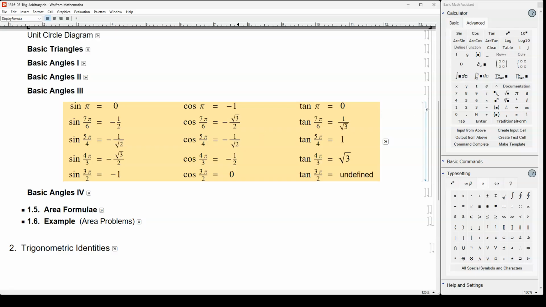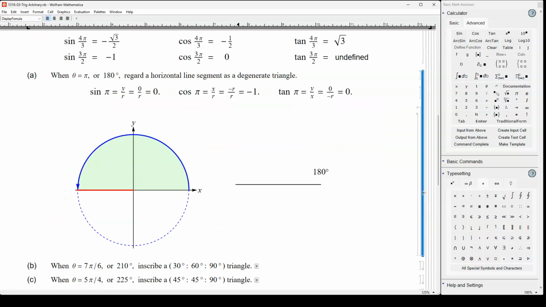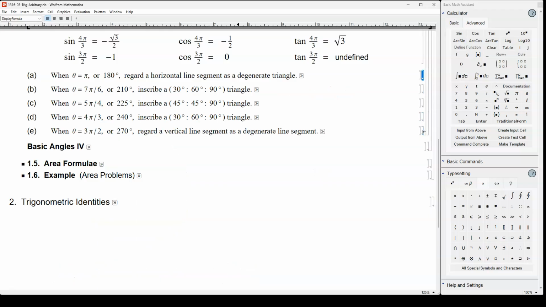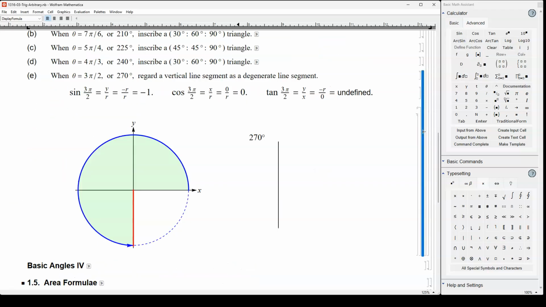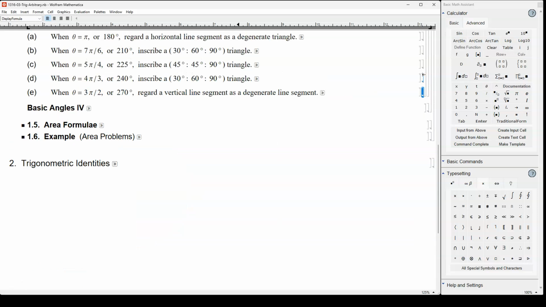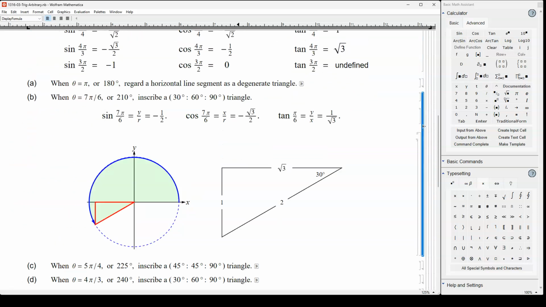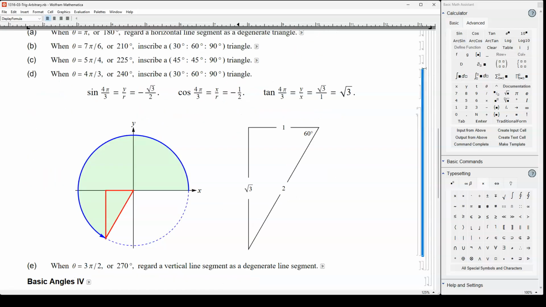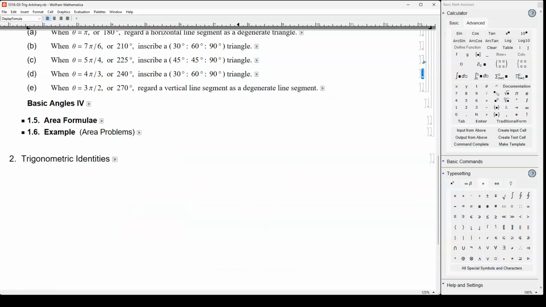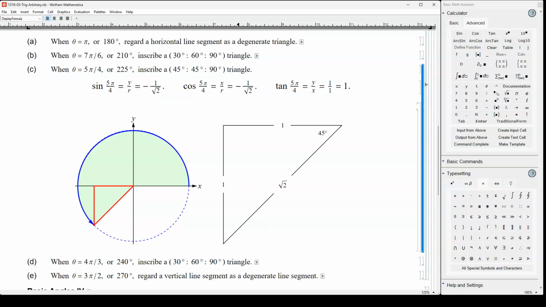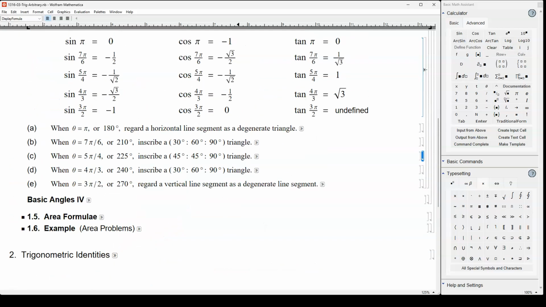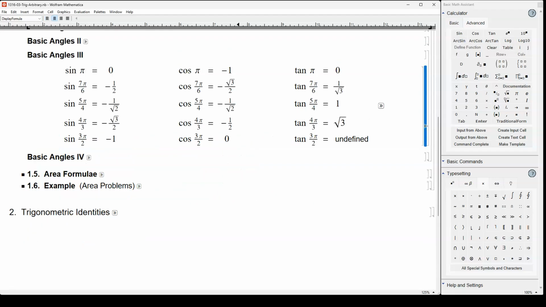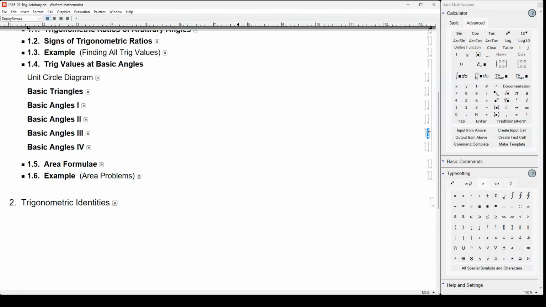We can do the same thing in the third quadrant. That's a summary. And then you can inscribe triangles. Degenerate triangle, horizontal line segment. Another degenerate triangle, vertical line segment. Otherwise, triangle number 1 in the third quadrant, another triangle number 1 for the third quadrant, and triangle number 2, like that. So that's going to give you all the basic angles for the third quadrant.